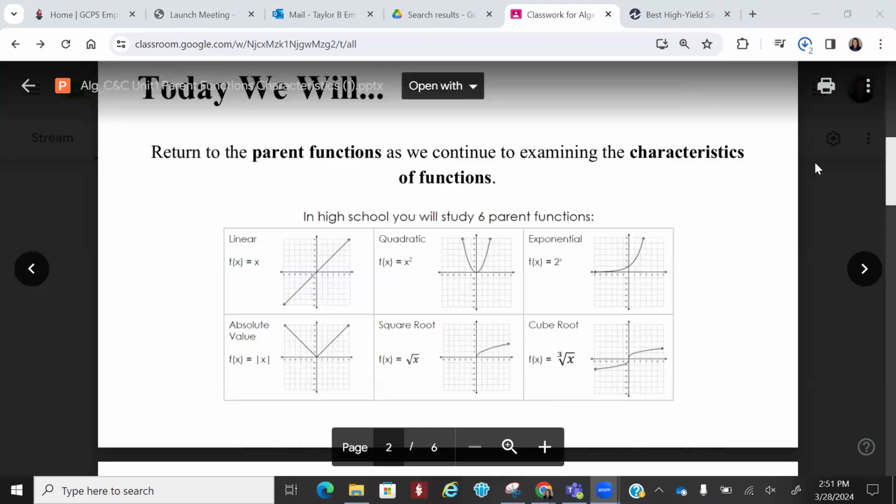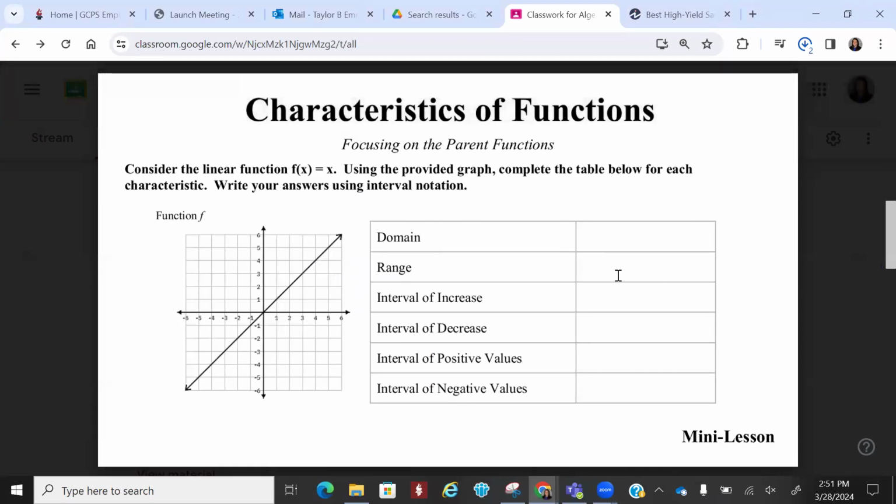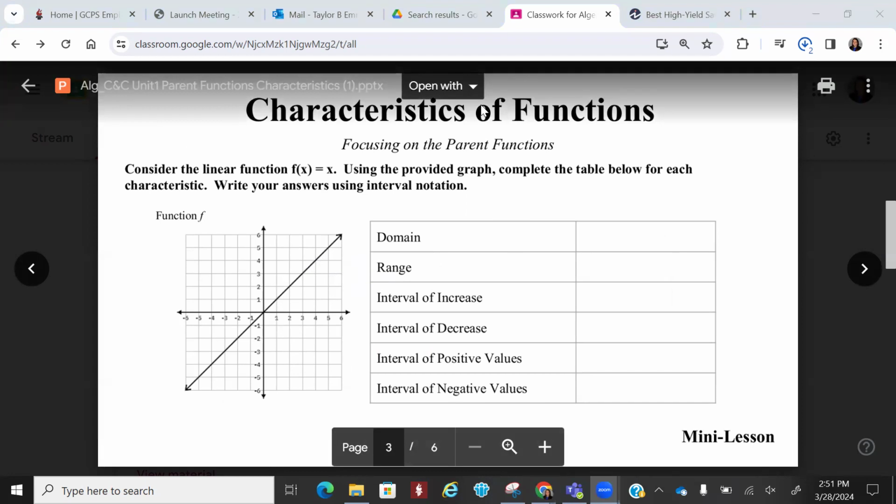We're going to look at the parent functions. All right, characteristics of the function. So I want you to tell me, what's the range for this one? What's the lowest y value to the highest y value? What do those arrows represent? Okay, so where are they going? It keeps going on forever, right? Okay, so the range for this one is going to be negative infinity to positive infinity. This is also known as all real numbers.